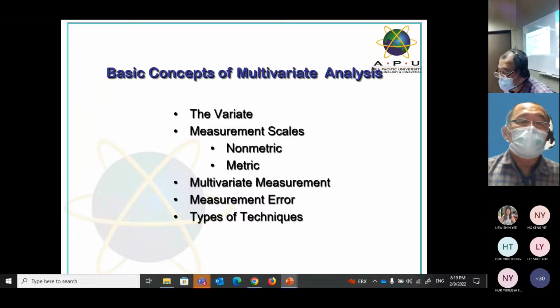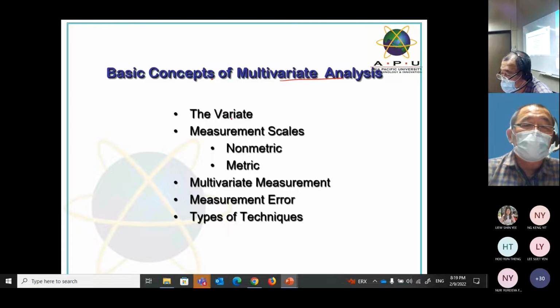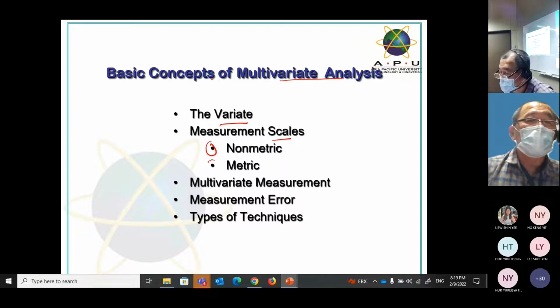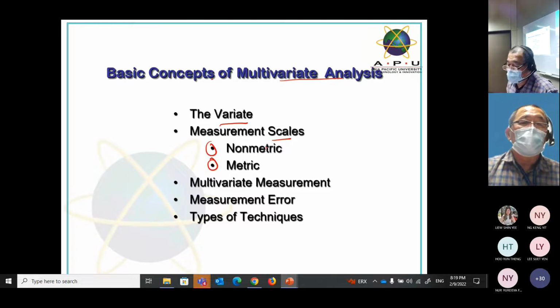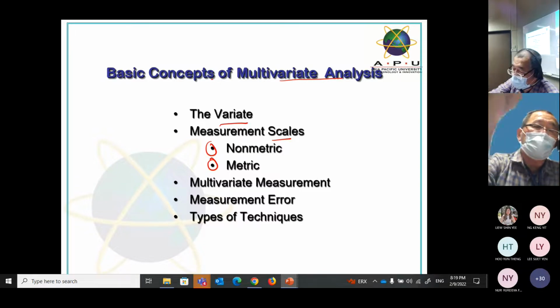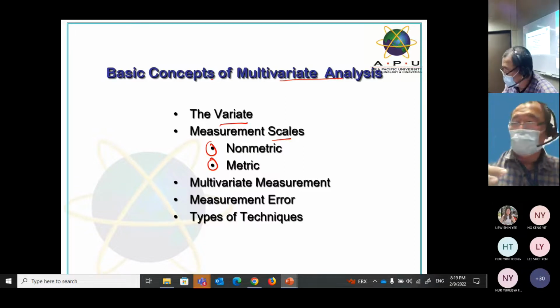Okay. So we see some basic concepts here of the multivariate analysis. The variate and the measurement scale. Importantly, you must know the difference between these two, because for different measurement scales, we should use different methods of data analysis. So you will see these few things in this chapter.